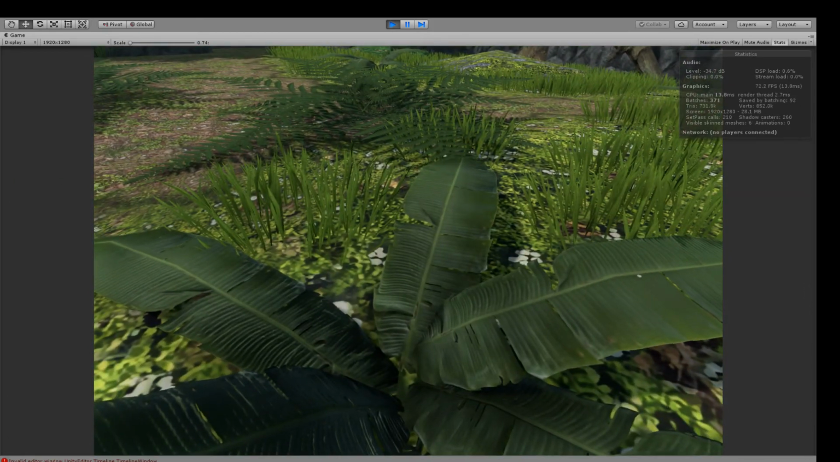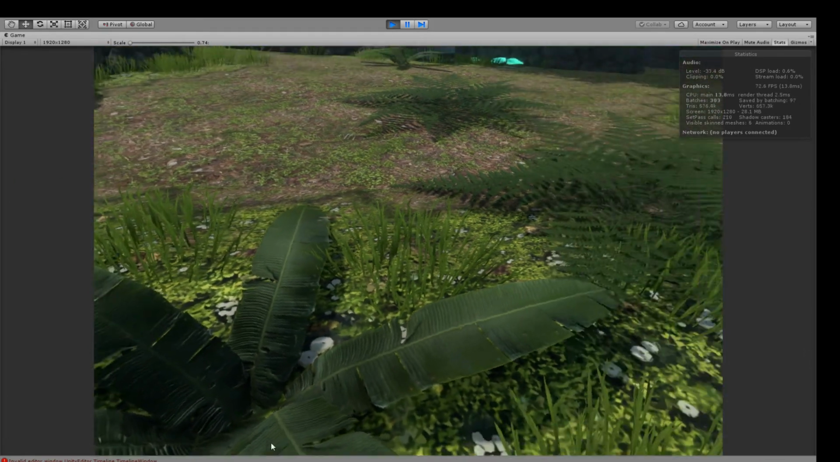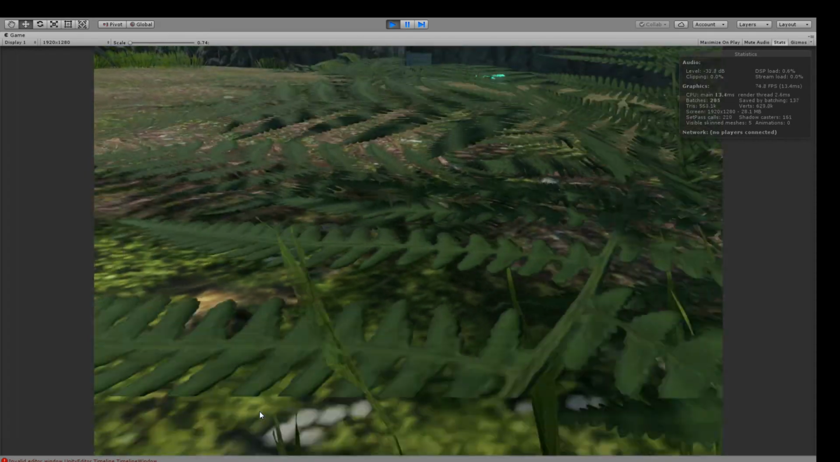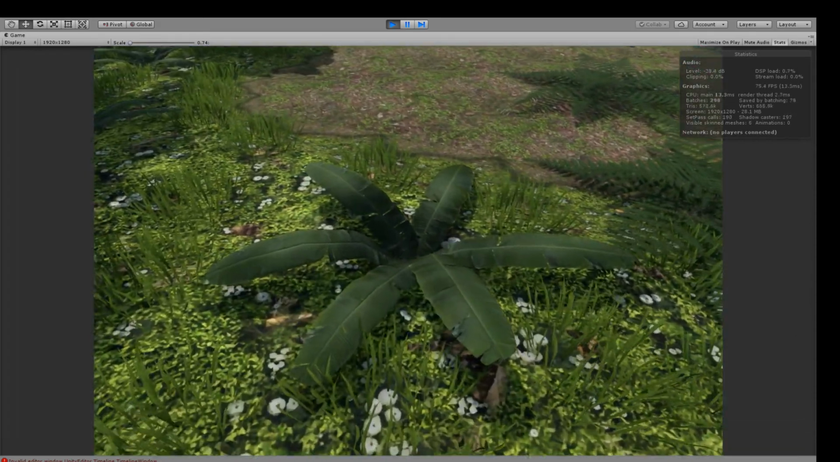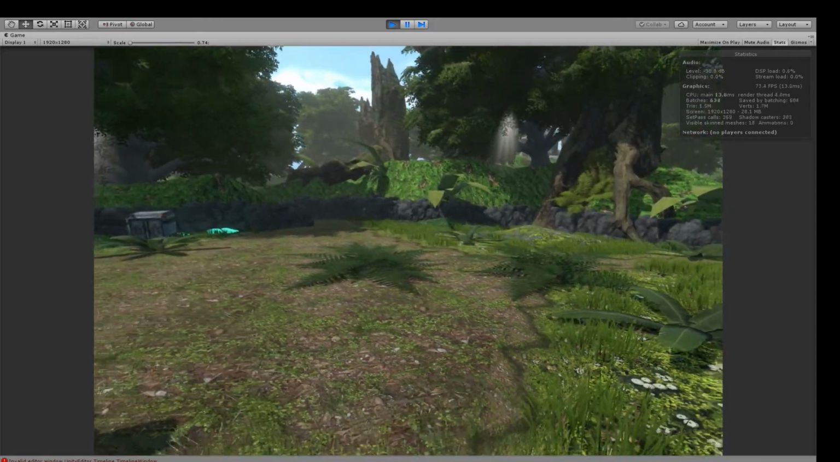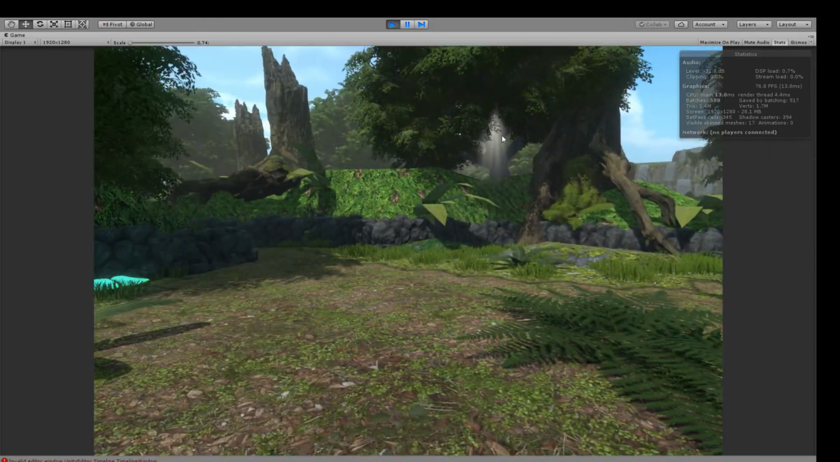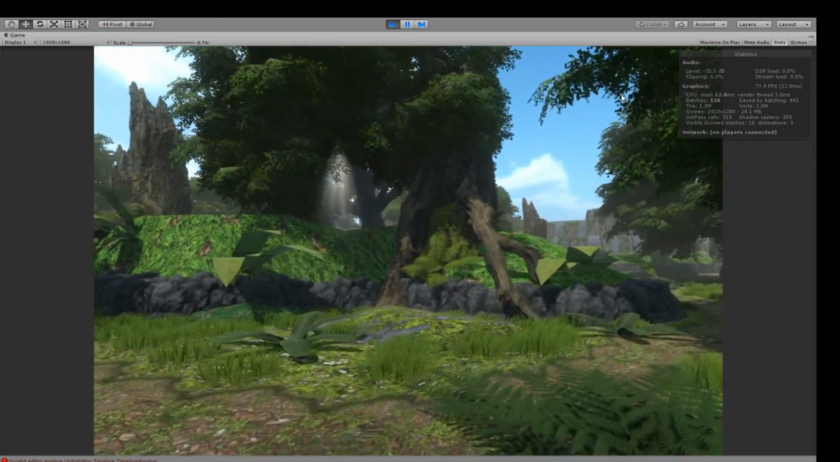This is from some random vegetation pack. Same with this, it looks okay. But it really just sort of fit. It looked right.